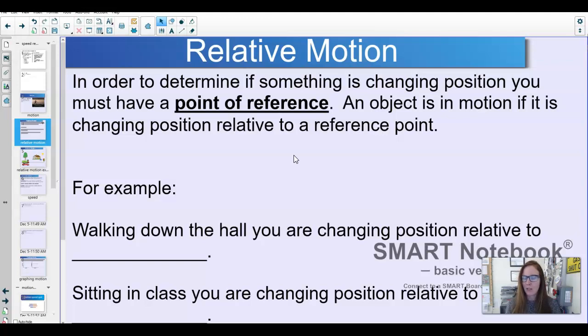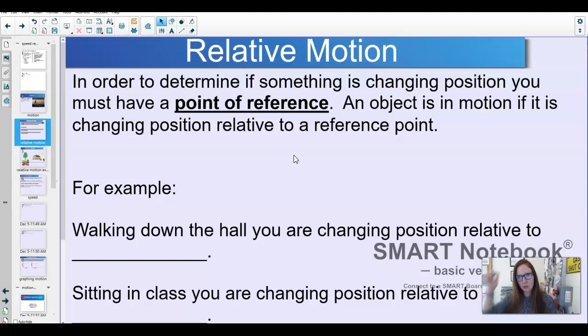So for example, let's say I was standing in the hallway monitoring the hallway and you walked past me. I could tell that you're in motion because the distance from me will change, right? So you are going to get farther away from me. That means you changed position compared to me. I would be your reference point. You could also pick another reference point, something like the lockers, right? So if you picked, say, locker number 25 and you got farther away or closer to locker 25, you are changing position compared to that point of reference.